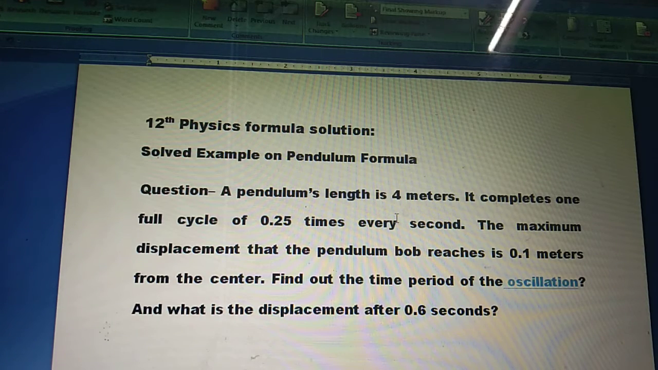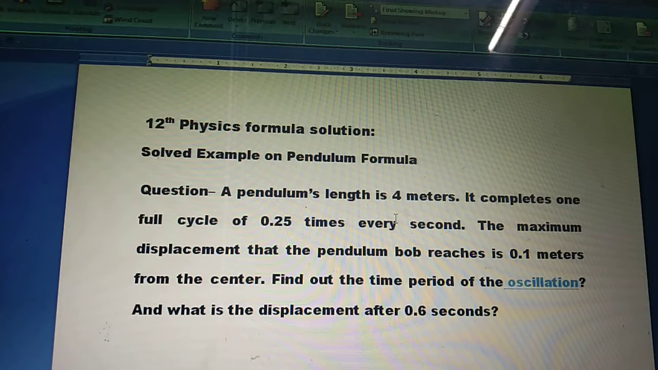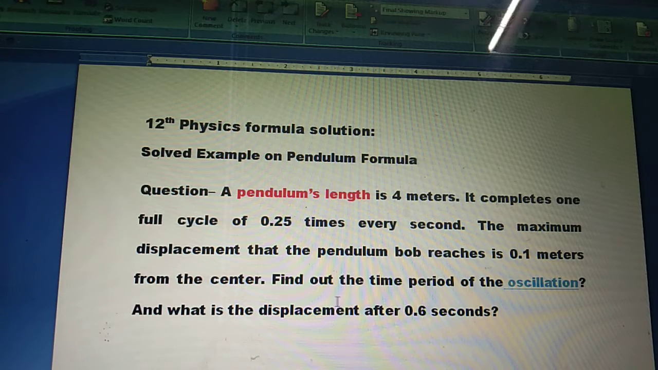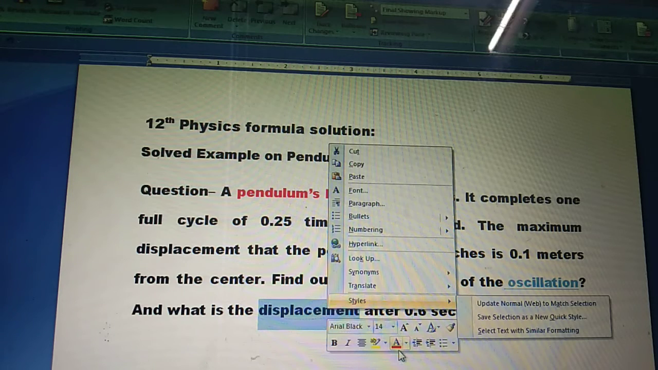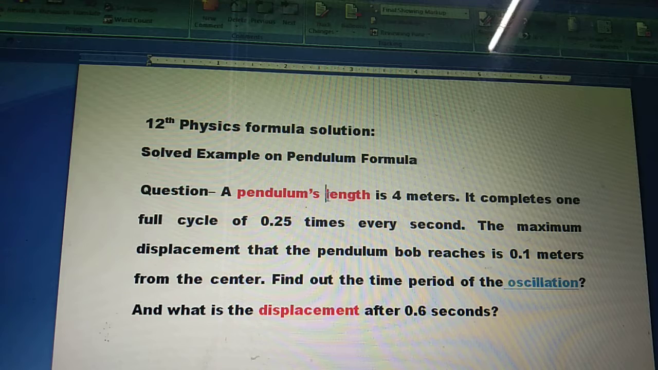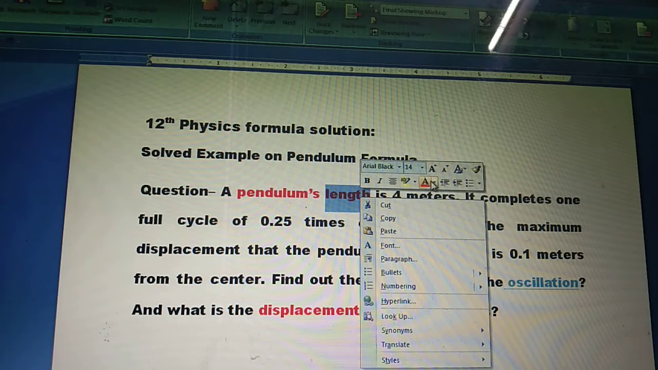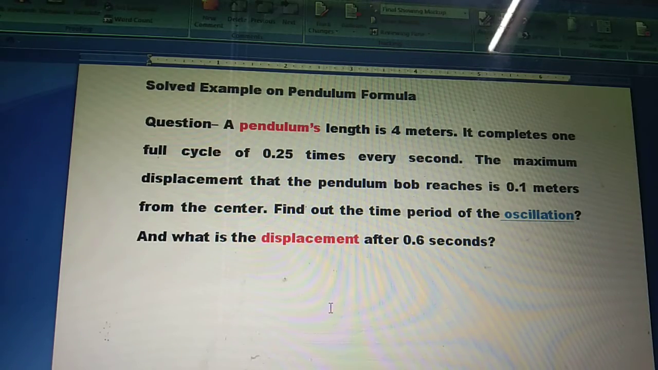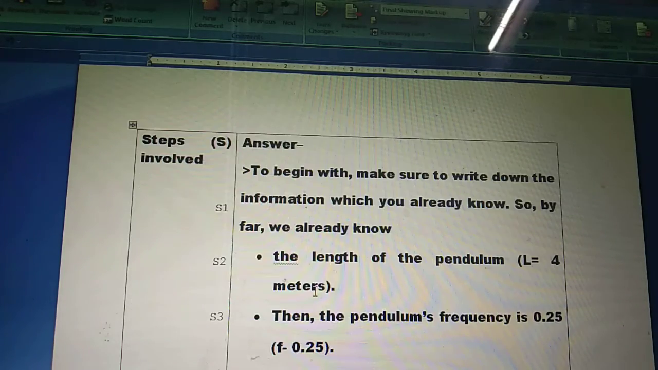So in physics also we come across a lot of problems. While solving the problems, what you have to keep in mind is that here the question gives the pendulum's length, and the requirement is displacement. So you can note down the question and the answer: this is about the pendulum and its displacement. Here the problem contains the answer.